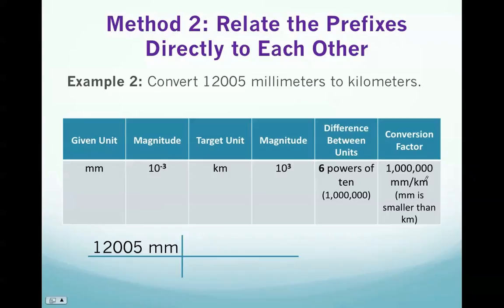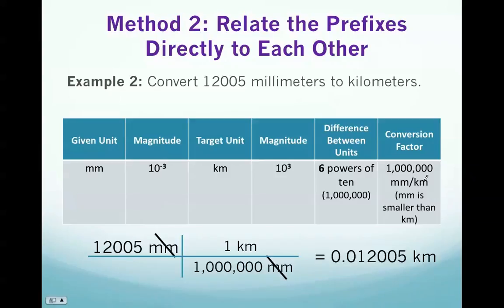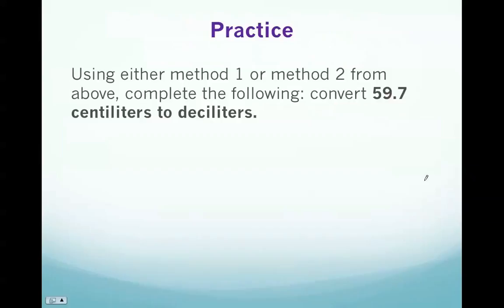So I'm going to start with what I'm given, my 12,005 millimeters. I'm going to plug in millimeters in the bottom, which if I look up above, it took 1,000,000 of them to equal 1 of the kilometers. So 1,000,000 millimeters, 1 kilometer, cross out the millimeters, and you get your answer of 0.012005 kilometers.